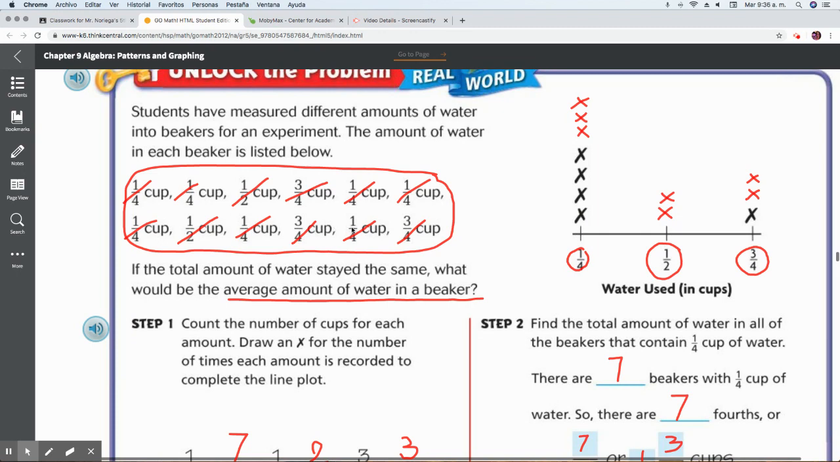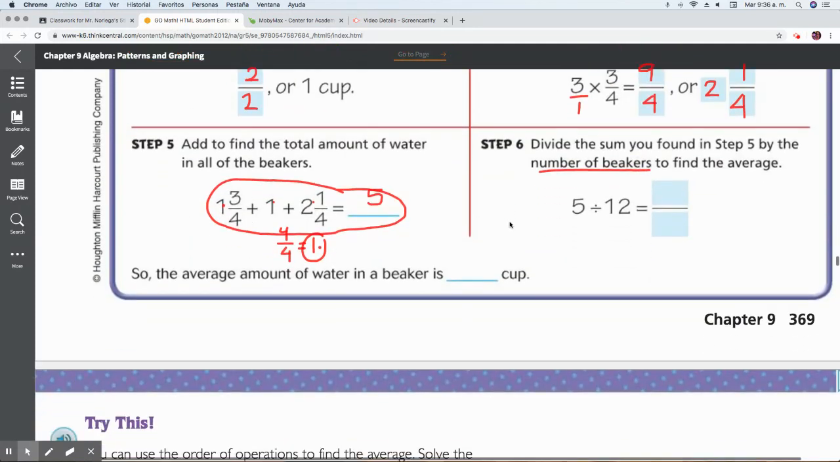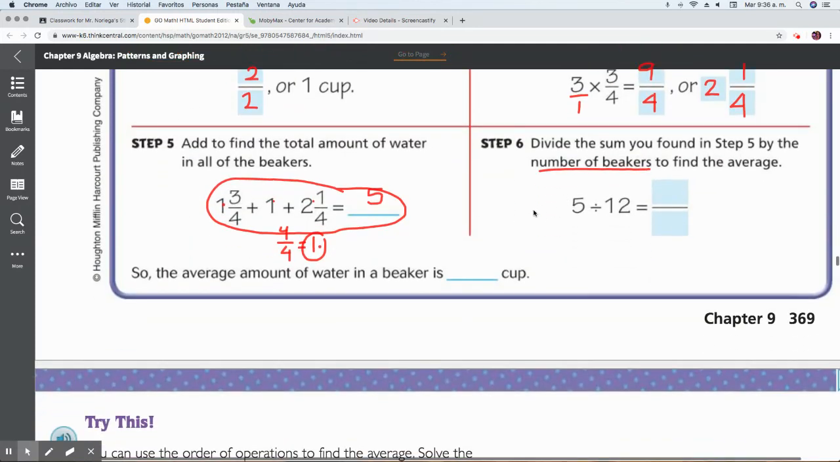Another way to find that number is to count the x's. Okay, 1, 2, 3, 4, 5, 6, 7, 8, 9, 10, 11, 12. So that is where that 12 came from. That 12 represents the number of beakers. Okay, so very simple. Remember that a division sentence could be written as a fraction, with your dividend being your numerator and your divisor being your denominator. Okay? And that is it.